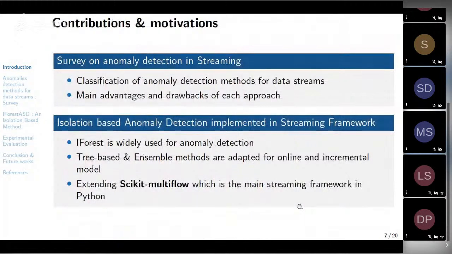So the paper has two main contributions. First, we survey anomaly detection methods in streaming. We classify them according to their approaches, and we highlight the advantages and drawbacks. In the second part, we extended the framework Scikit-Multiflow by adding the eForest ASD method. It was challenging because there doesn't exist any implementation of this method in the state of the art.